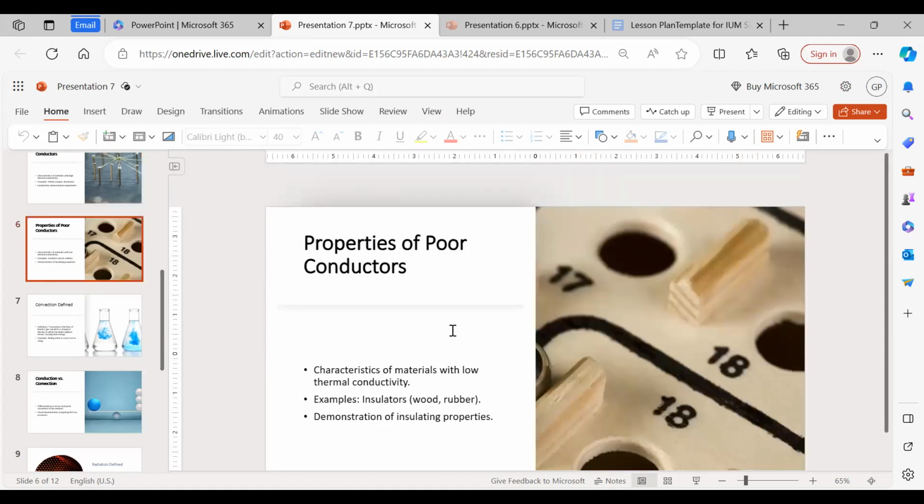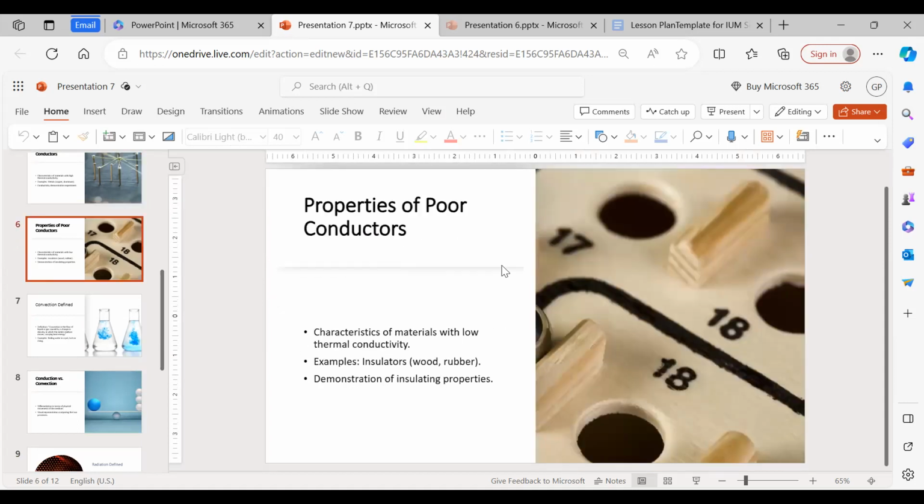Okay, and then what about the properties of poor conductors? Other materials don't really have free electrons within themselves to transfer this energy from one point to another, and we call them non-conductors in most cases. Wood is one of them, and we have rubber and so forth.